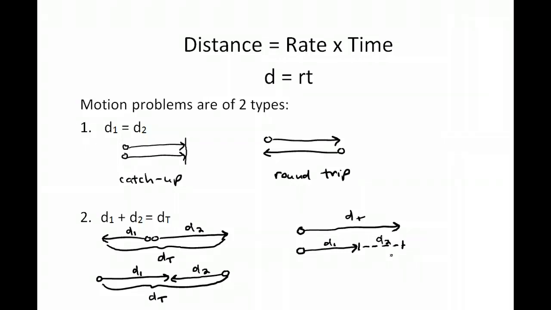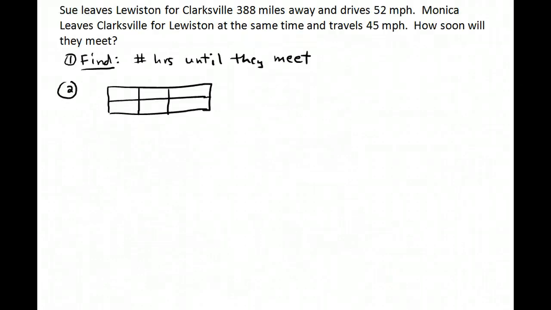Alright, let's look at our first problem. Sue leaves Lewiston for Clarksville, 388 miles away, and drives 52 miles per hour. Monica leaves Clarksville for Lewiston at the same time and travels 45 miles per hour. How soon will they meet? So we're trying to find the number of hours until they meet.